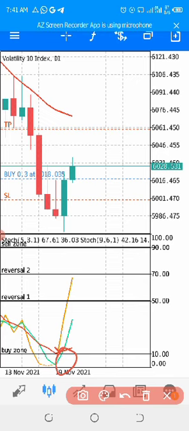After spotting the cross, the next thing you are going to check is if the point that the cross happened is close to a resistance or support zone. After checking the cross, the next thing is to check if that cross is happening around the resistance or support zone. Now let's look at that.